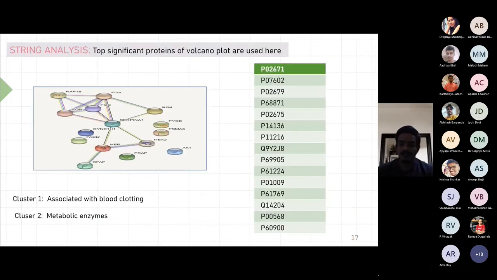And then we do STRING analysis. In this I choose top significant proteins of volcano plot to do this, and you can clearly see proteins and their clustering, and the visualization can be clearly seen here. And we can clearly see there are two clusters mainly. Cluster 1 is associated with blood clotting, and cluster 2 is associated with metabolic enzymes.